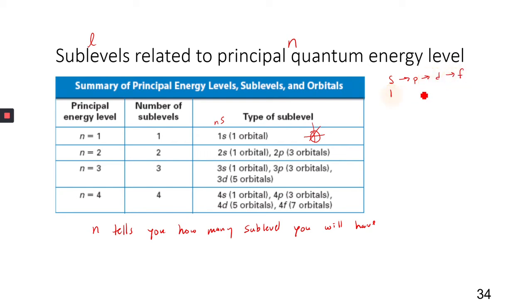Remember, S has one orbital, P has 3, D has 5, and F has 7. So when n equals 3, you could have 3s, 3p, and 3d. And when n equals 4, you could have 4s, 4p, 4d, and 4f.